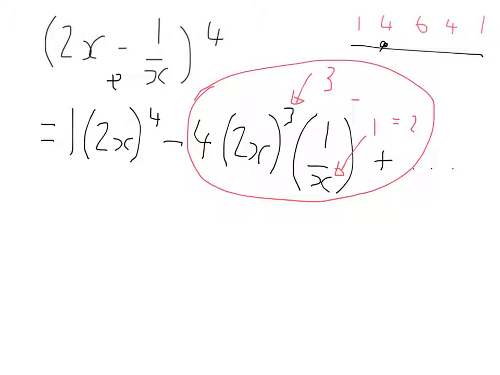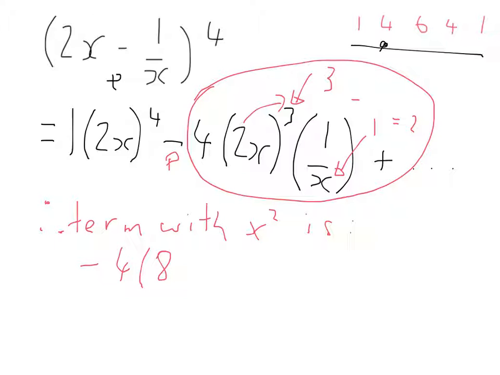So, therefore, the term with x squared is minus 4, take the minus from the sign, from the operation, times 2x cubed. So let me expand that. 2 cubed is 8, so I've got 8x cubed. And 1 on x to the power of 1 is just 1 on x. Now we know, because we worked it out before, that the x cubed and the 1 on x is going to give me x squared.